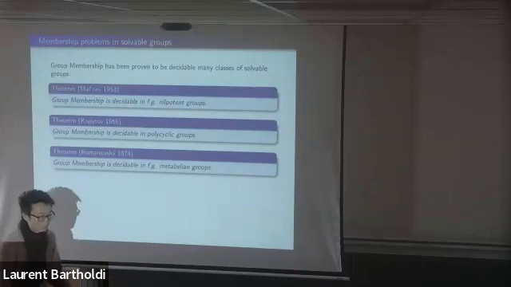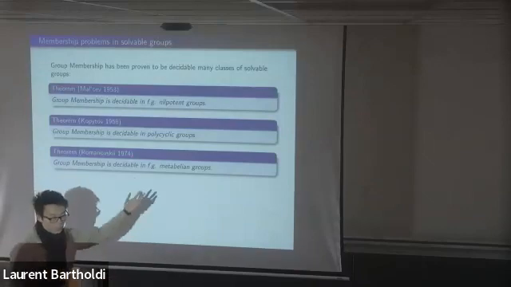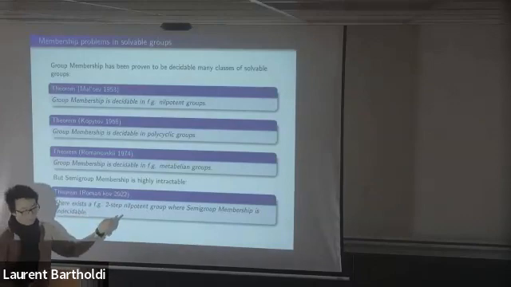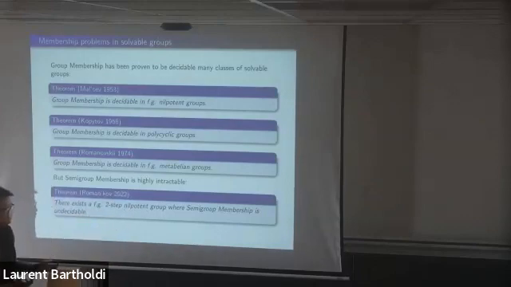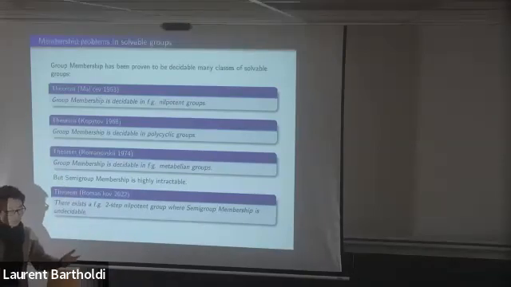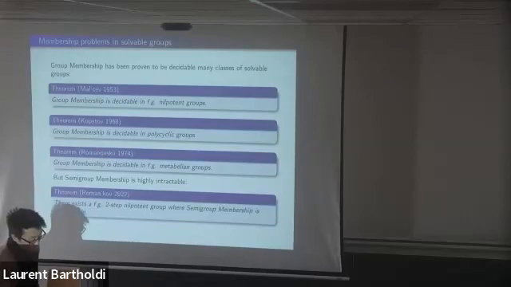So it's natural to ask, what about the semigroup membership? Can we decide that? Unfortunately, no. There exists a two-step nilpotent group, finitely generated, where semigroup membership is undecidable. So no hope of solving it in metabelian groups, polycyclic groups, or nilpotent groups. The idea here is to encode Hilbert's tenth problem, deciding whether a polynomial has an integer zero.